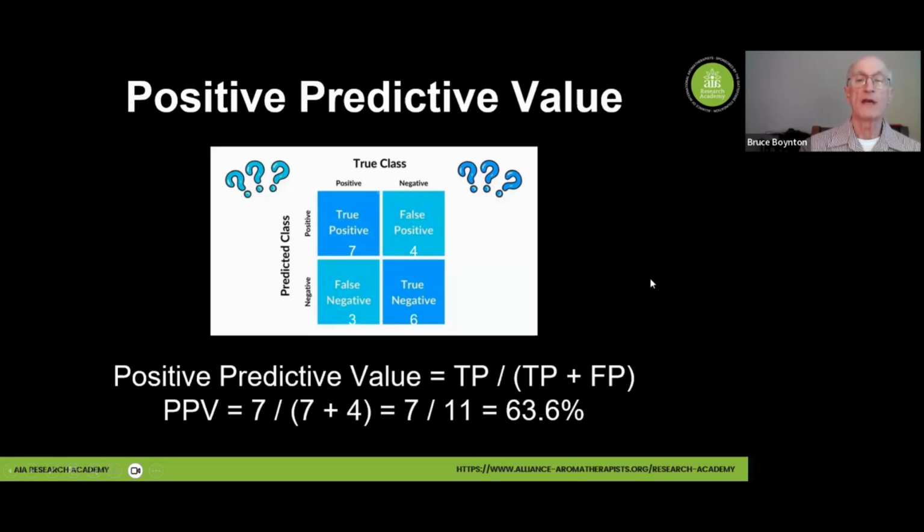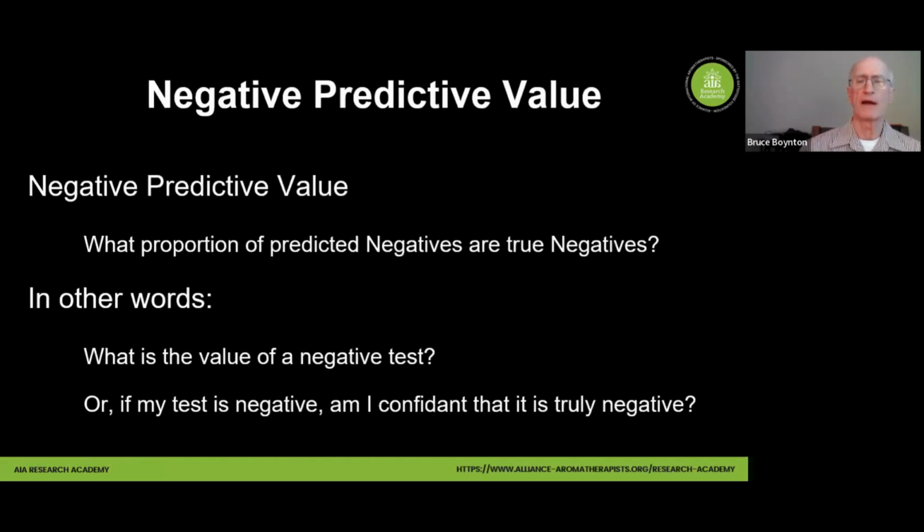So if you get a positive from this particular test, about 2/3 of the time, it will be a true positive. But then 1/3 of the time, it was really negative, and your test called it positive. Okay, what about negative predictive value? Well, that's what proportion of predicted negatives are true negatives. Or in other words, what's the value of a negative test? Or if my test is negative, am I confident that it's truly negative? Let's go back to the home COVID test.